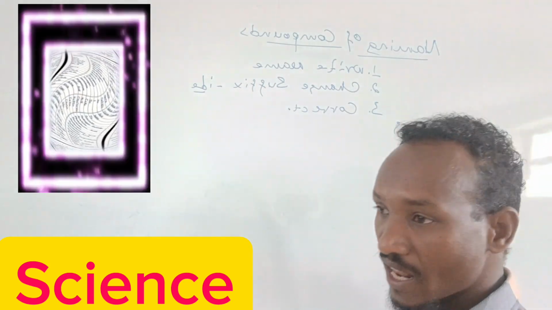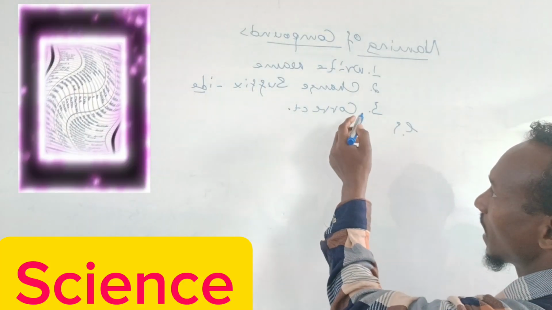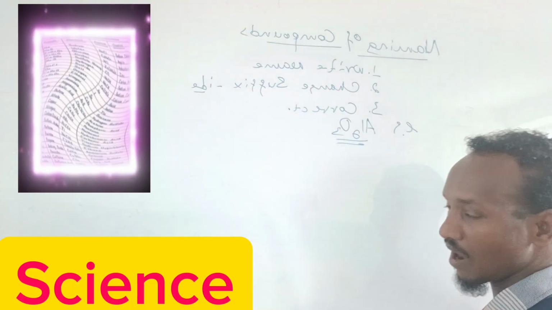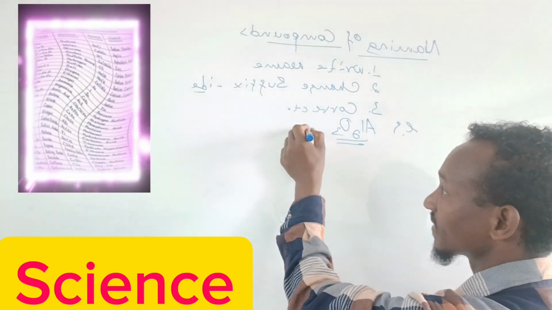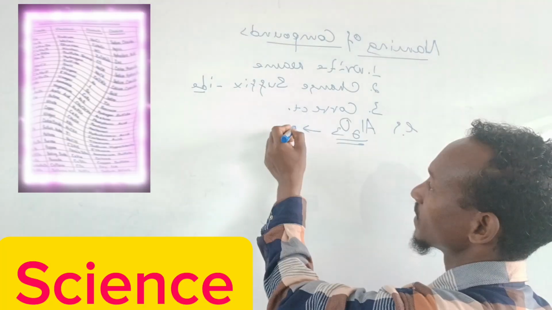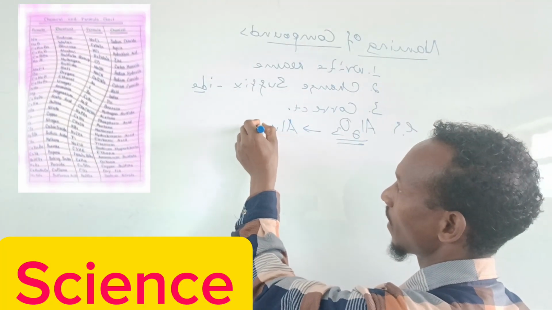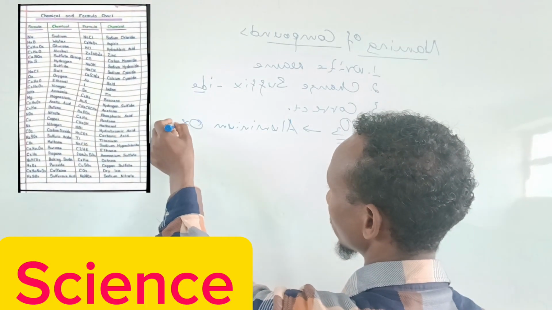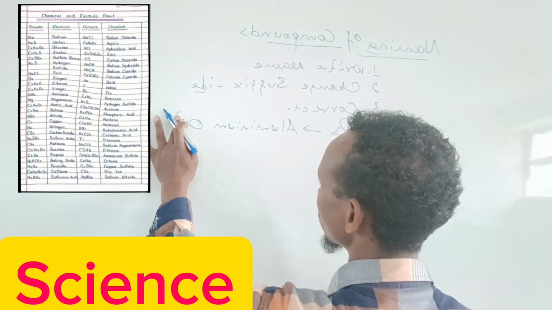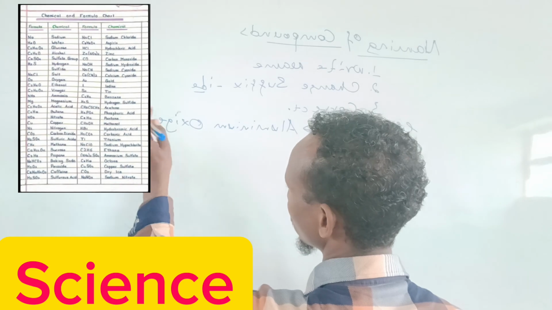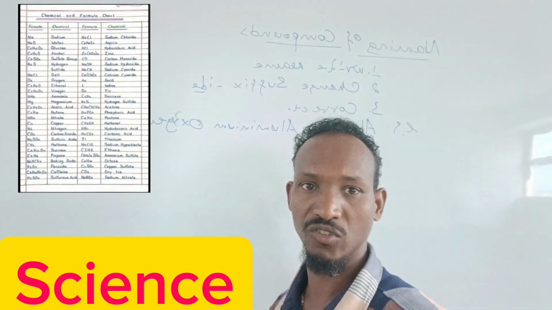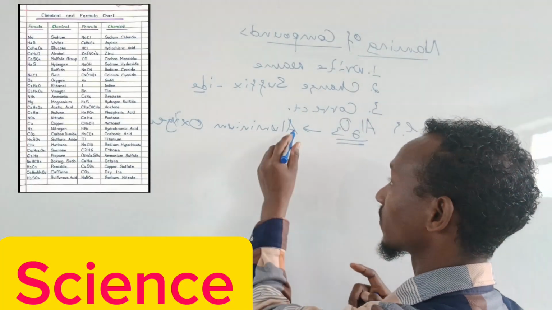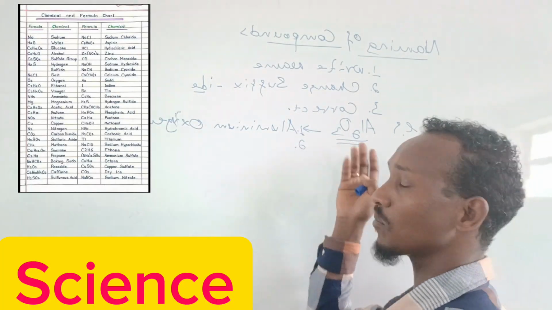Example: write the name of Al2O3. What is the name of this compound? The first step is to write the name of the metal. That means Al means aluminium, and the second one is oxygen. This is aluminum oxygen. This is not the correct name for this compound.